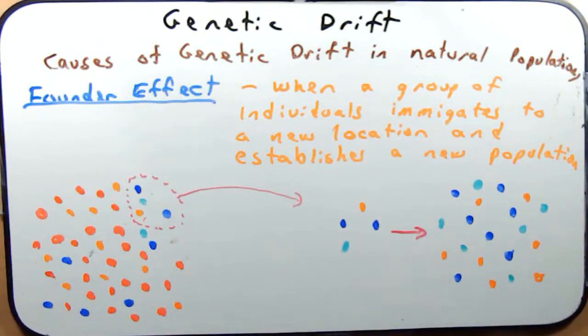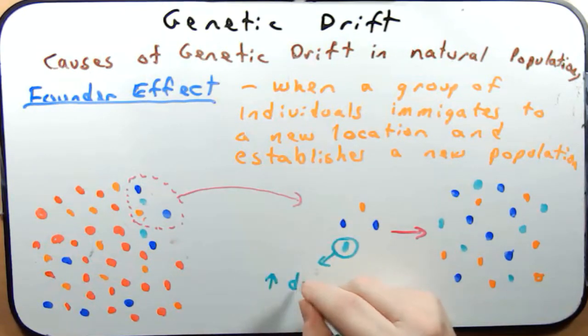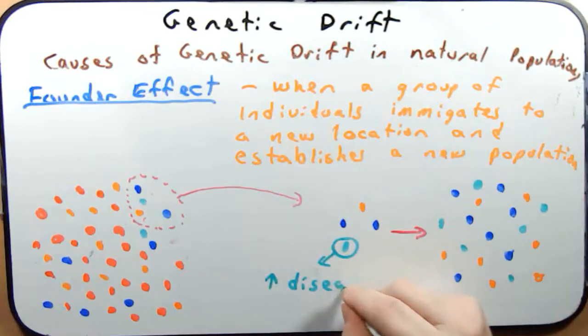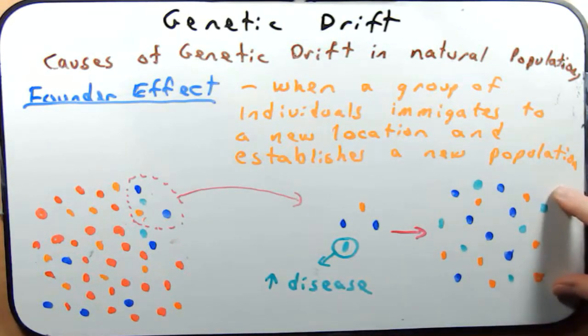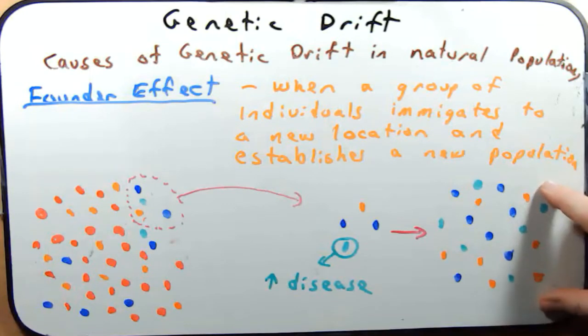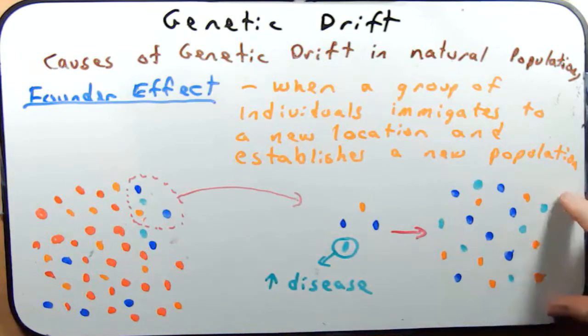And since we're making this up, we can just kind of add to the story. So let's say this green beetle here had an increased chance of some sort of beetle disease. In this population over here, it was such a rare occurrence that it really didn't affect the population too much. But now over here, because of this founder effect, this green beetle, which has some kind of negative impact on the population, is now much more predominant.